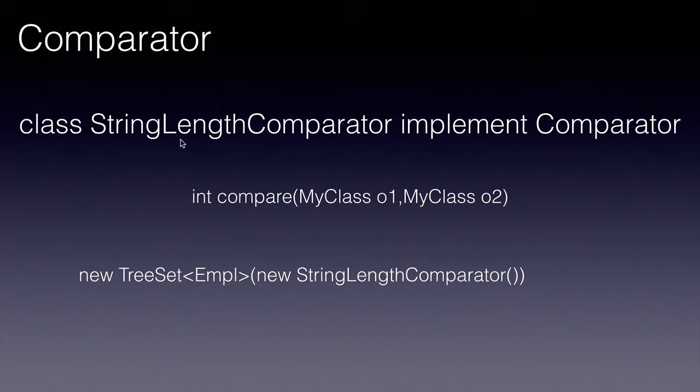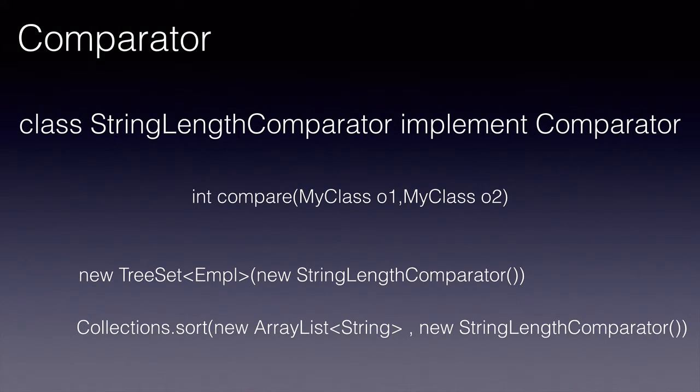And then we can pass that custom comparator to any data structure when we are creating an instance of it. So here I am creating a TreeSet. It's taking an Employee object and I am passing it a string length comparator. And similarly, if we are using the Collections.sort method that is available, we'll pass an ArrayList here, and then whatever type of comparator we want to use when this sort is being done can be passed in as well.